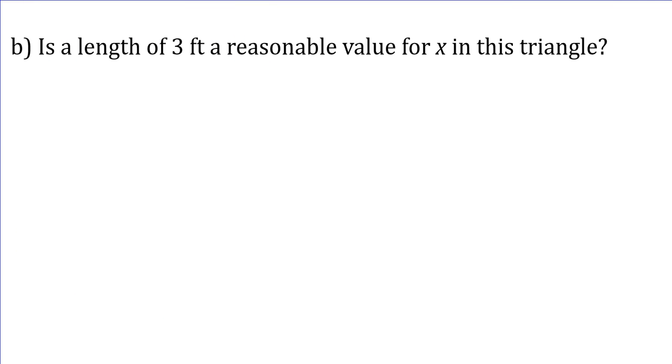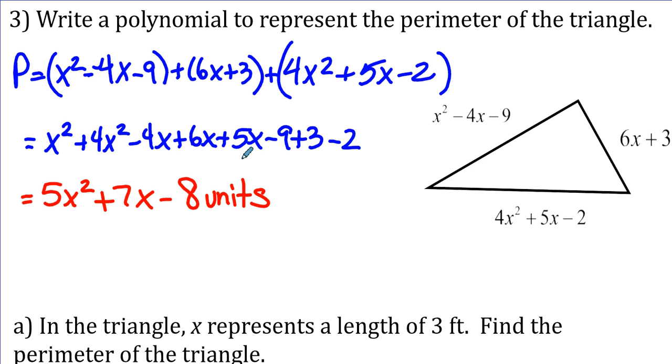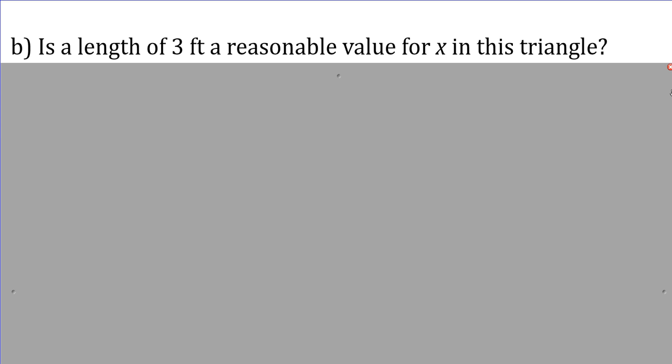Is a length of 3 feet a reasonable value for x in this triangle? So remember, not only do you want to look at the perimeter total, but we also want to look at the lengths of each of the sides that it came from. So if I substitute 3 in for x for each of the side lengths, we also want to double check and make sure, does that make sense?